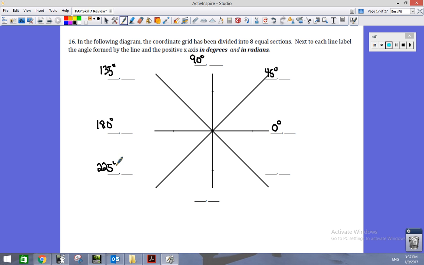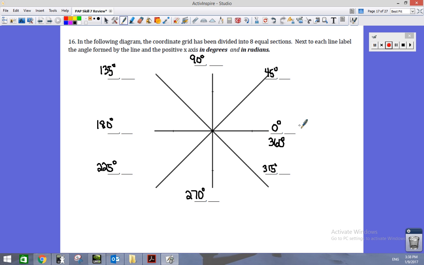225. Add 45. 270. Add 45. 315. And then up here, when you've made one complete revolution, in standard position, the angle 0 and the angle 360 degrees are coterminal.